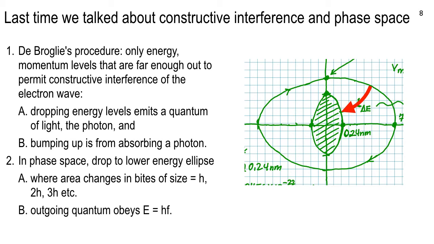Nature, here's another way to put it. The graph paper that nature uses to map out phase space has blocks, each of which is equal to h. That's how nature measures action in phase space, in blocks or bytes of size h. Now, when you drop down to a smaller ellipse, you emit a quantum of energy, and guess what? Its energy is hf, the frequency of the oscillator.